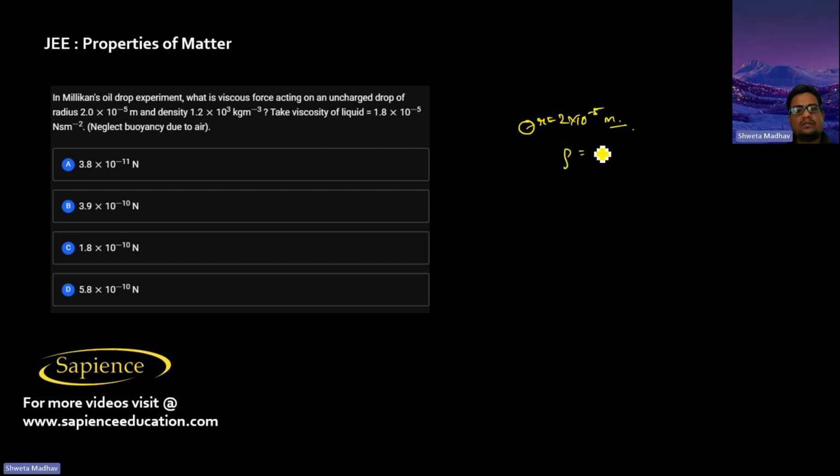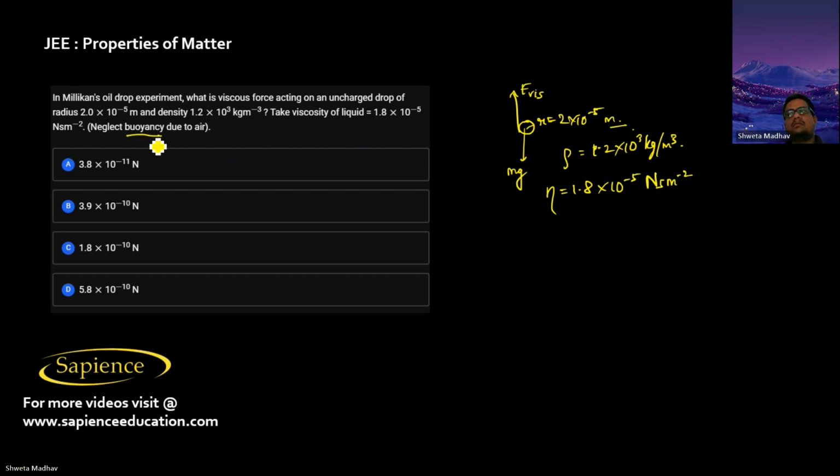The density rho, that is 1.2 into 10 power 3 kg per meter cube, and viscosity of the liquid, which is eta, the coefficient of viscosity, which is 1.8 into 10 power minus 5 Newton second per meter square. Then neglect buoyancy due to air. So the viscous force is acting vertically upwards, the downward force is the weight, and it is told that we have to neglect the buoyancy due to the air. So it means the viscous force will be equal and opposite to the weight, that is mg.